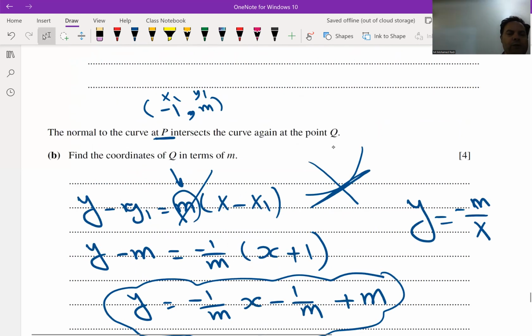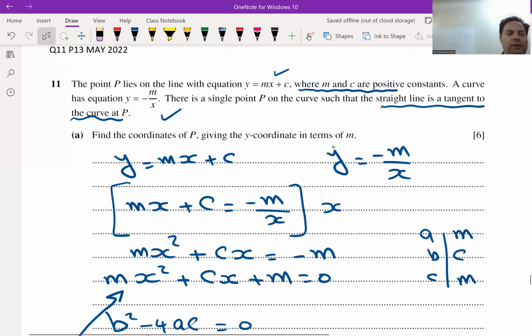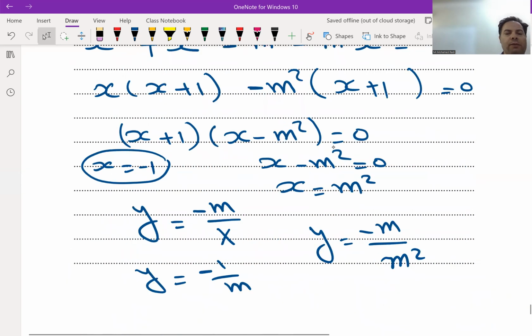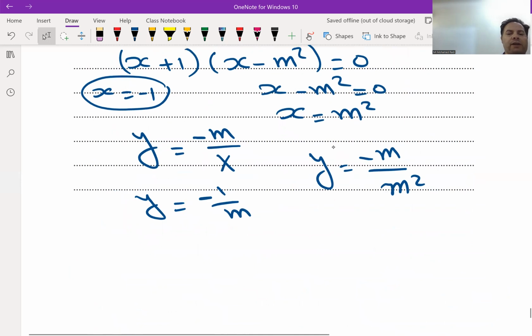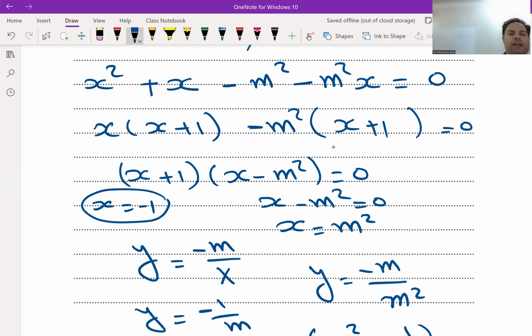Back to this equation, the original one, y equals minus m over x. X is m squared. Simplify, your answer will be -1 over m. So the coordinates of the point: x is m squared and y is -1 over m. I'll go back to this equation again.